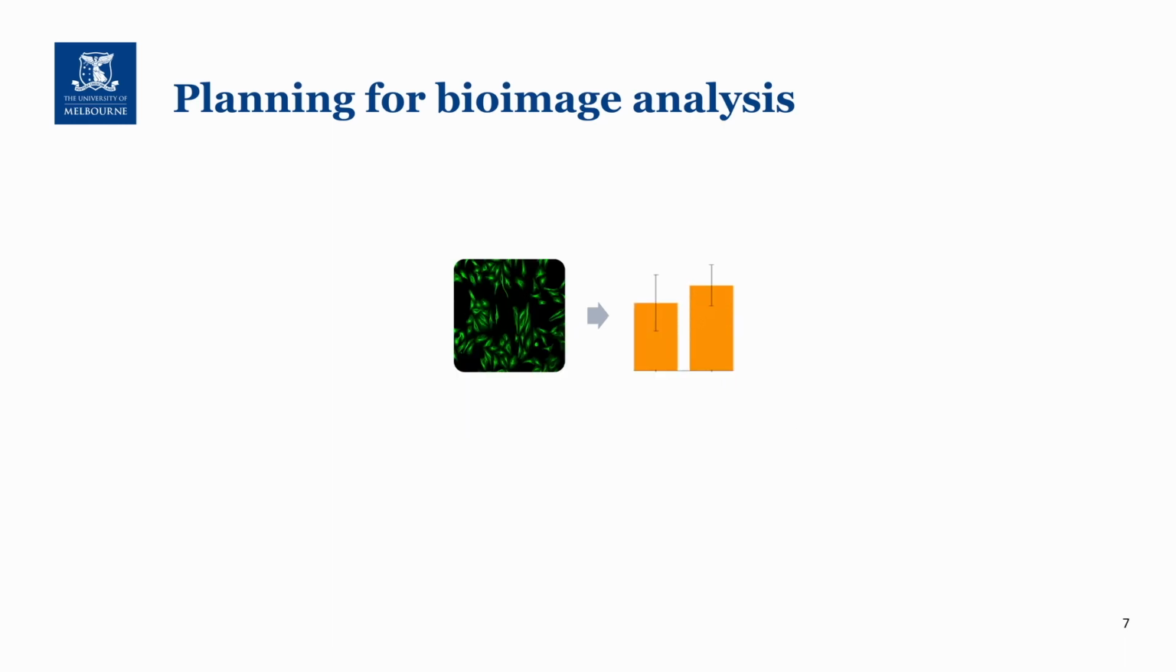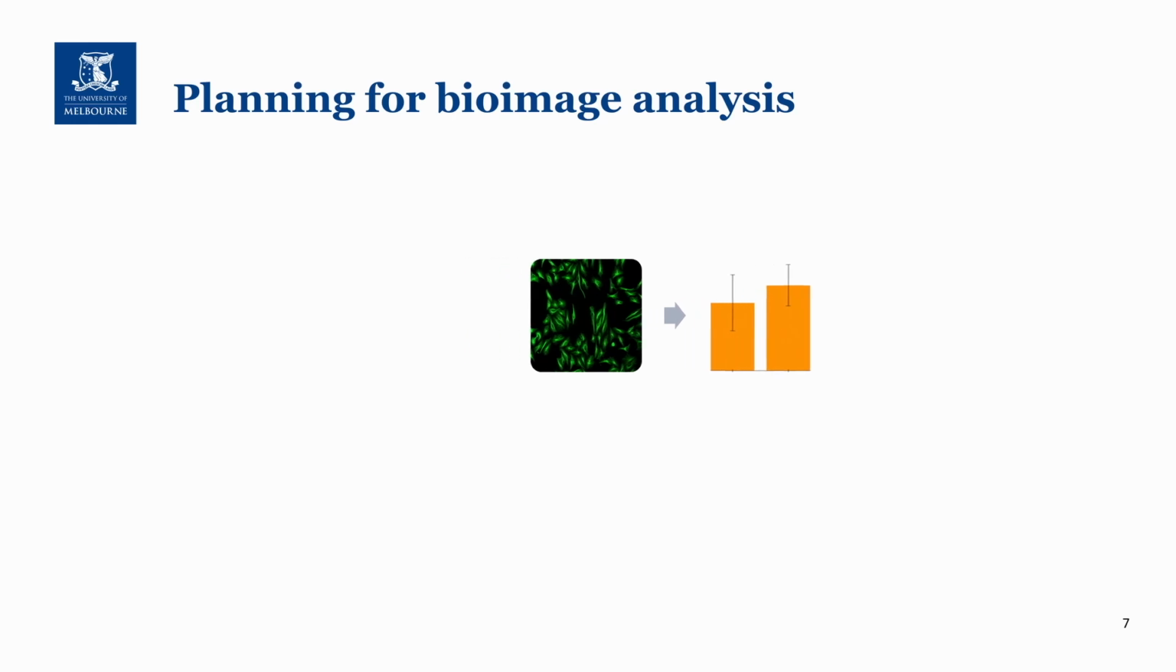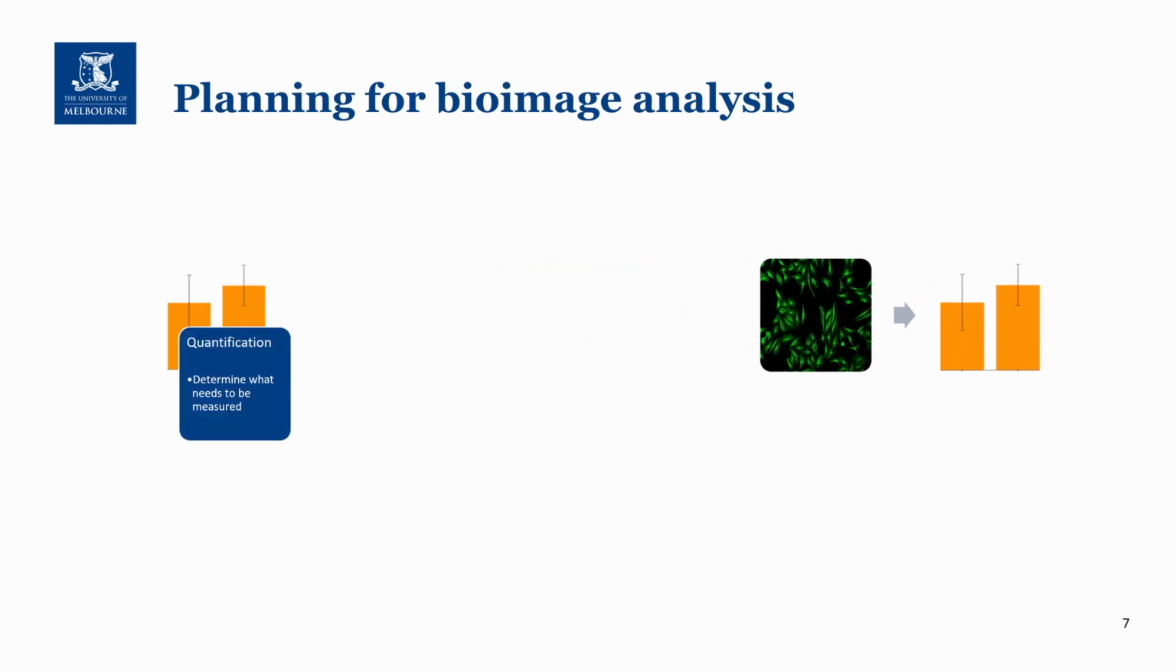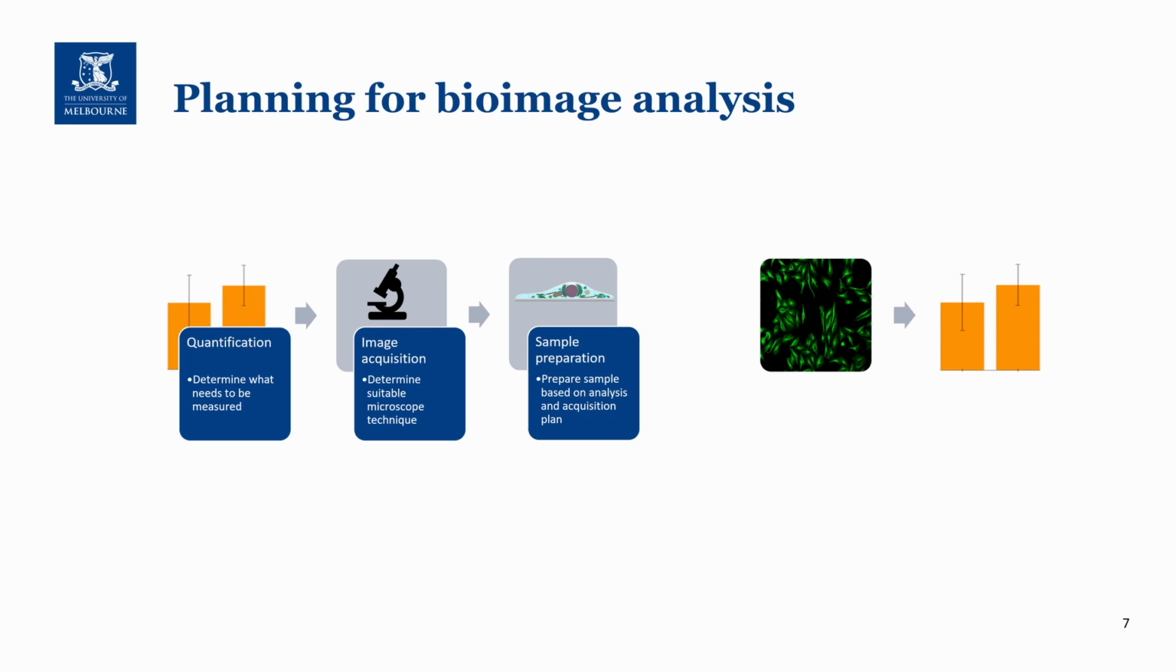Quantification should actually be the last part in the bioimage analysis workflow. The first step is to plan quantification and determine what needs to be measured. Then decide on a suitable imaging technique to carry this out, and your sample preparation will then be determined by the measurements you want to make and the microscope you are using. This planning should be done before the experimental aspect, which includes the acquisition and the eventual quantification.